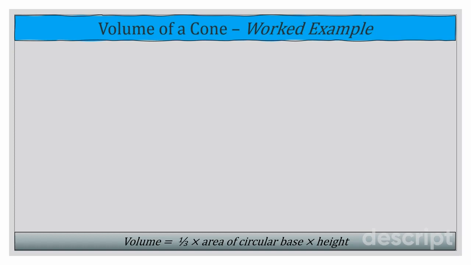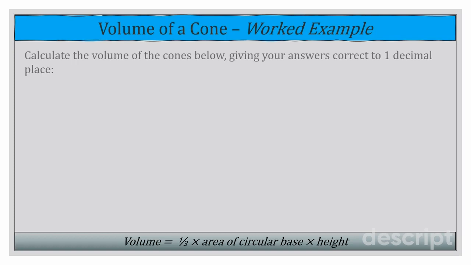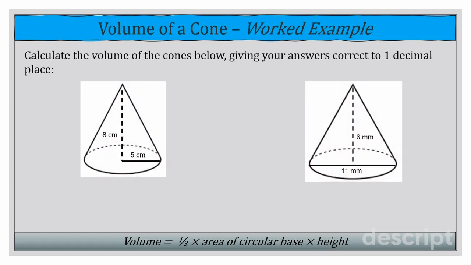Let's understand the volume of a cone with this worked example. So for example, you have been given these two images and you have to leave your answer correct to one decimal place. So what we're going to do here is follow my formula, which is 1 by 3 times the area of a circular base times height. Start substituting my values and put the values in my calculator as it is to find the answer.